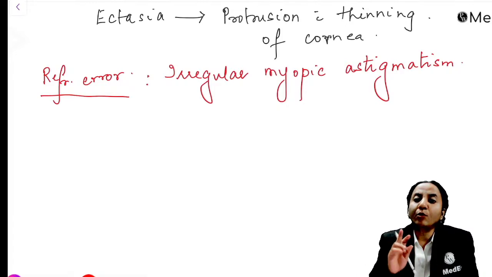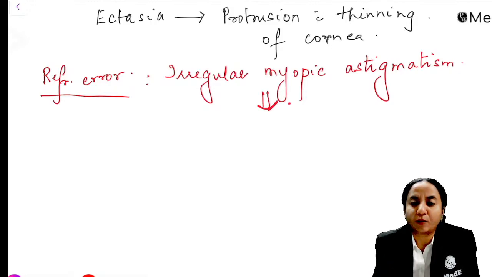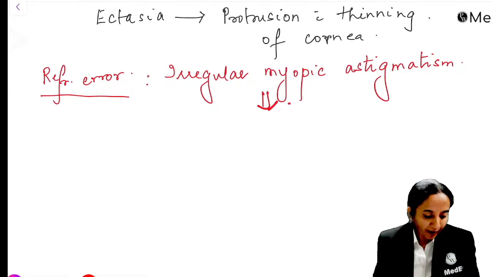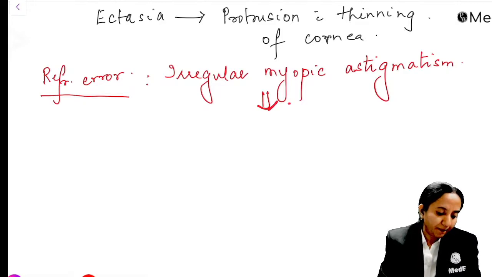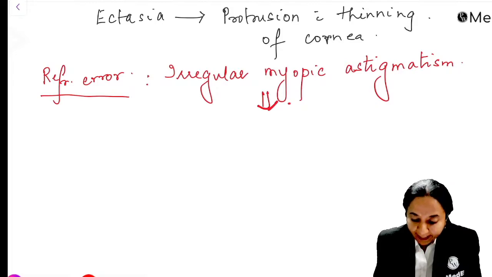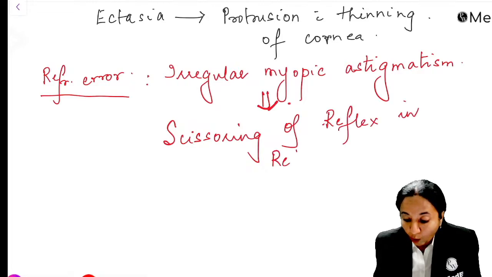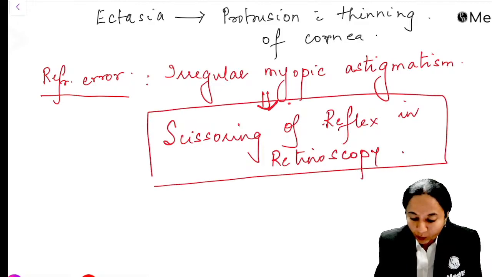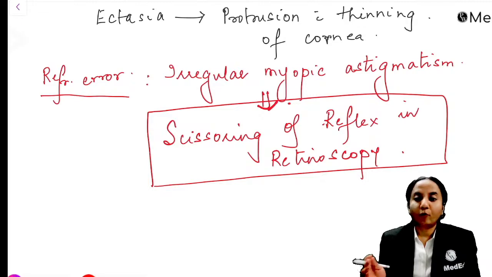The patient comes to us for change of glasses. And when you do a retinoscopy for the patient, what is the earliest sign you see? Again, a very, very important MCQ. What is the sign seen in retinoscopy? I'll tell you, please memorize this if you don't know. It is called scissoring of the retinoscopy reflex, or splitting of the reflex in retinoscopy. This is one of the earliest signs of keratoconus. They ask this MCQ again and again. Scissoring of the reflex in retinoscopy.